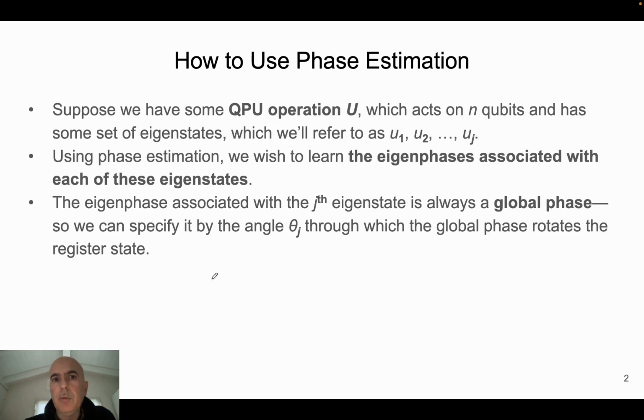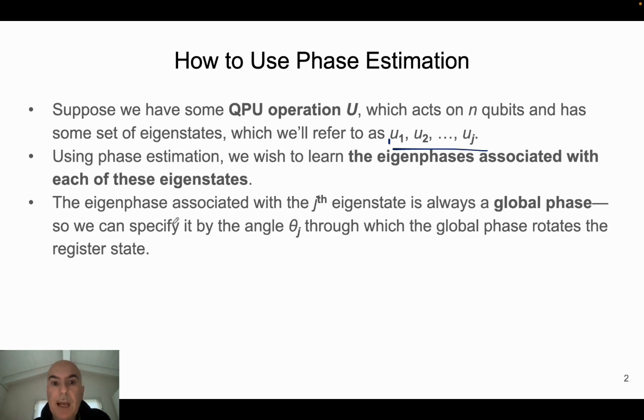I want to summarize what the phase estimation is about. Suppose that we have some quantum operation U that acts on n qubits and has some set of eigenstates that we will refer to as U1, U2 to Uj. Using phase estimation, we want to learn the eigenphases associated with each of these eigenstates. So the output of the phase estimation is nothing else than the eigenphases associated with the input eigenstates.